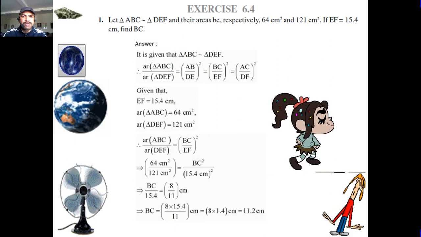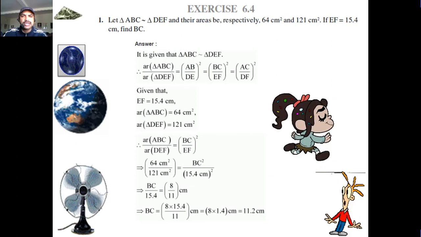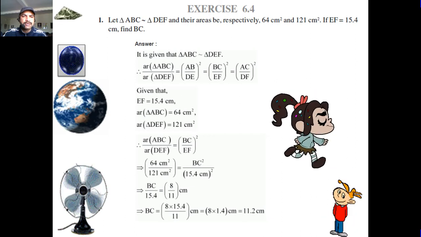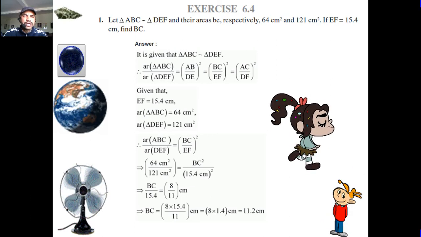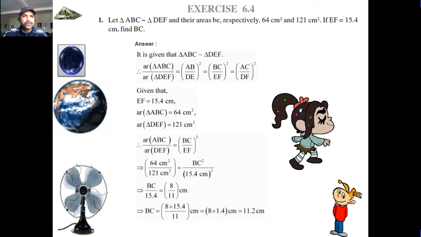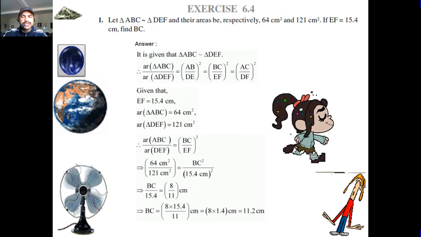Now students, let's start our exercise 6.4. Question 1: Let triangle ABC be similar to triangle DEF and their areas be respectively 64 centimeter square and 121 centimeter square. If EF is equal to 15.4 centimeter, find BC.